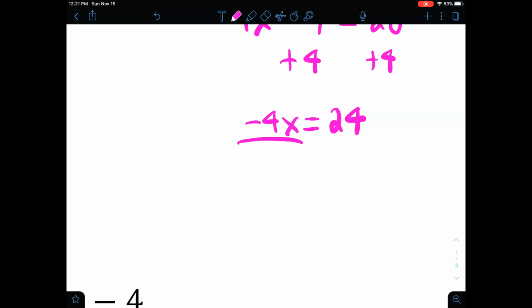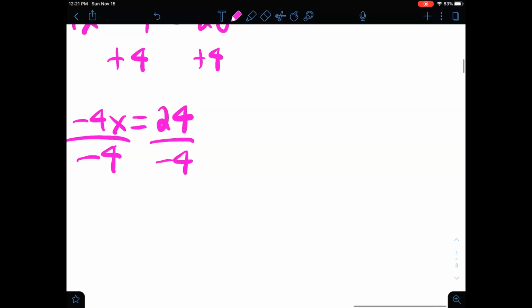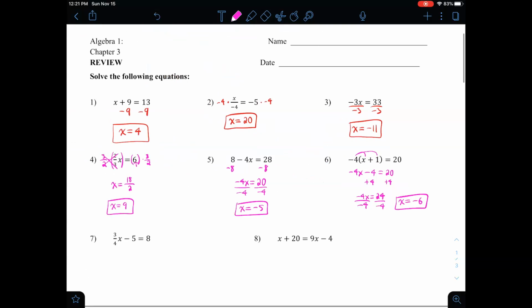And the last step to solve for x, we're multiplying by negative 4, so we need to do the opposite, which is dividing by negative 4 on both sides. And we get x is equal to 24 divided by negative 4 is negative 6. All right, pause the video if you need to catch up a little bit.